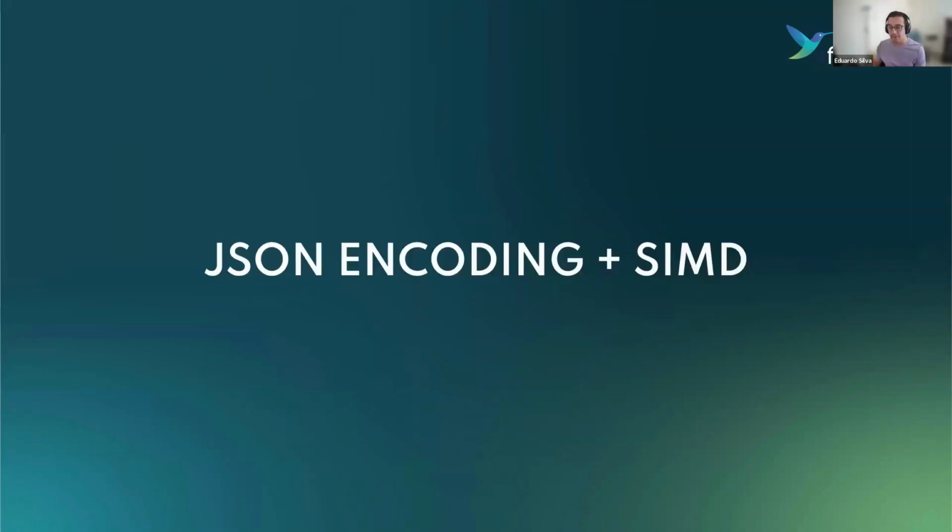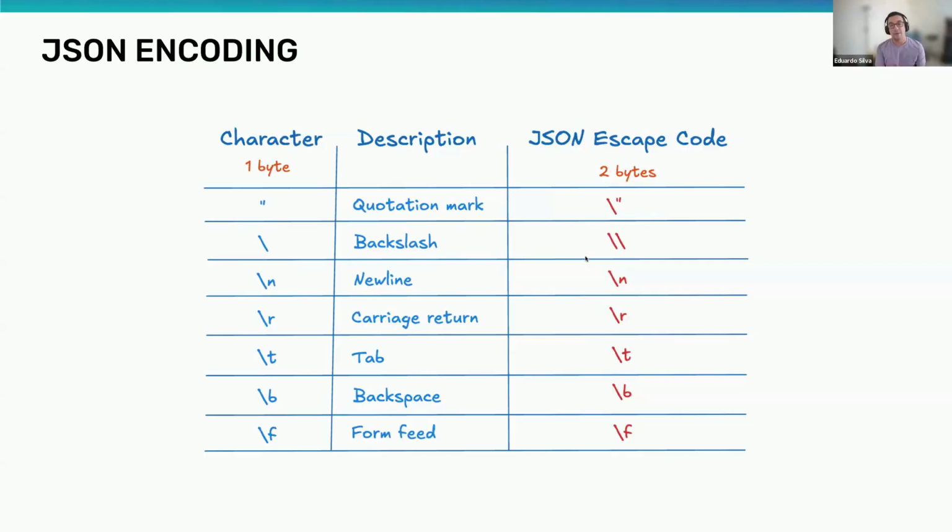Okay, so let's talk about JSON encoding. You might be familiar with JSON encoding from a perspective of when you see JSON, you might notice that if you have a quotation mark, that quotation mark is not just a quotation mark, it's a backslash and the quotation mark, right? This is the way that we encode special characters in JSON.